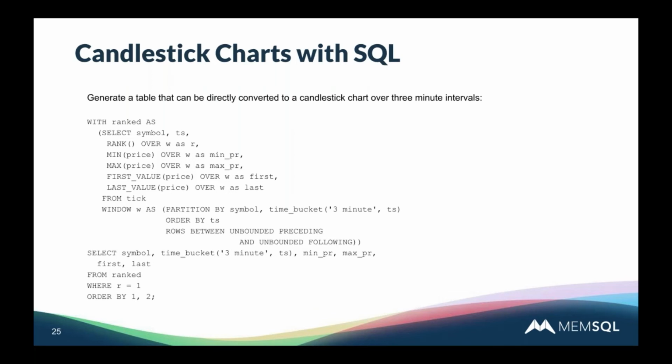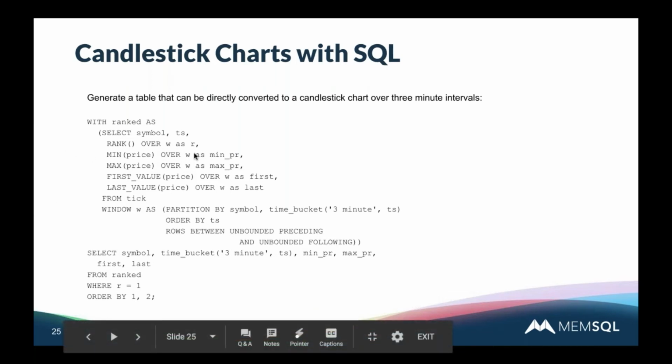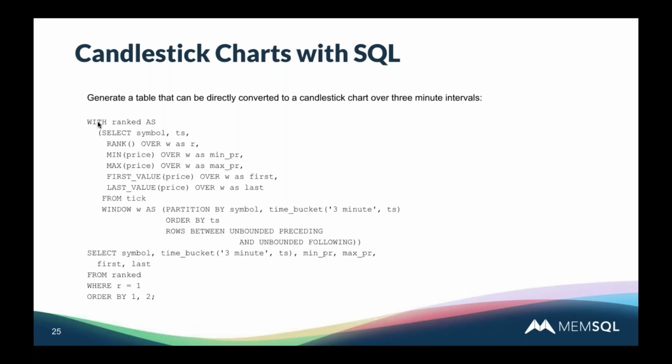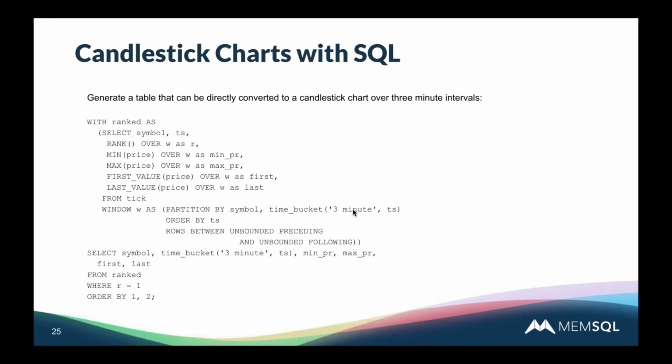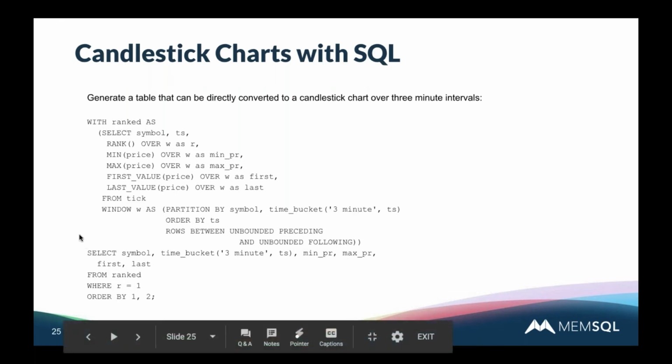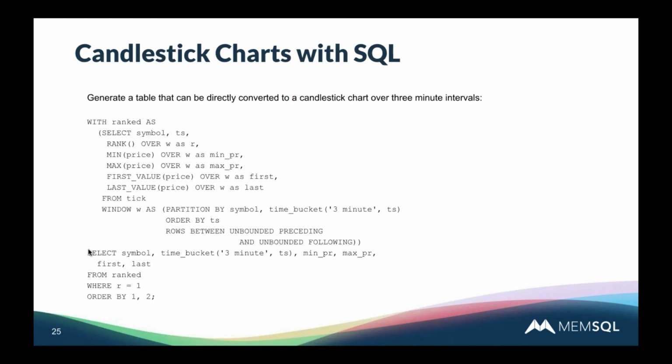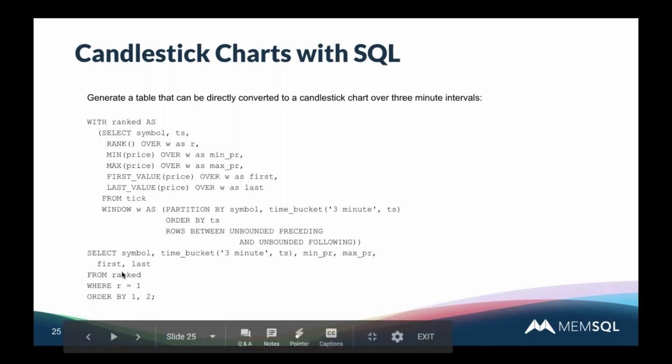So this query uses window functions, and it uses common table expressions. So that's the WITH ranked AS, and then there's a subquery there. That subquery is called a common table expression, and ranked is the name of that common table expression. And then the select at the bottom can reference the common table expression and perform additional processing on it.